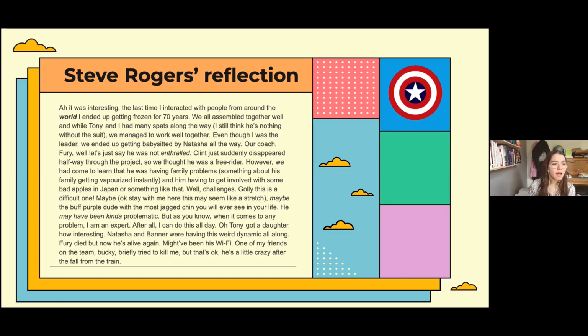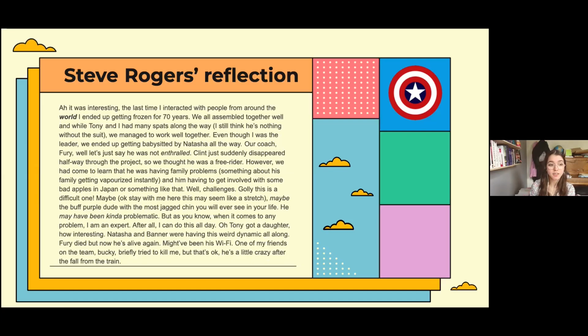So, it was interesting. The last time I interacted with people from around the world, I ended up getting frozen for 70 years. We all assembled together well, and while Tony and I had many spats along the way, we managed to work well together. Even though I was the leader, we ended up getting babysat by Natasha all the way. Our coach, Fury, well, let's just say he was not in front.